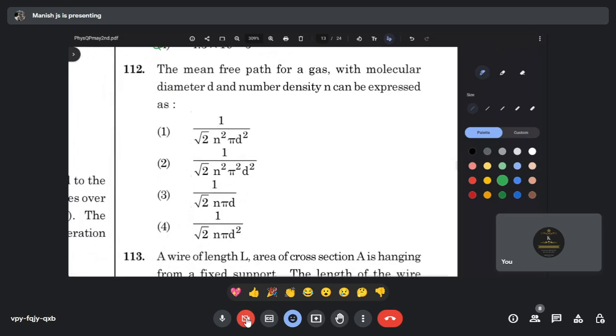The next question is from kinetic theory. The mean free path for a gas with molecular diameter d and number density n can be expressed as. So what is the correct expression?